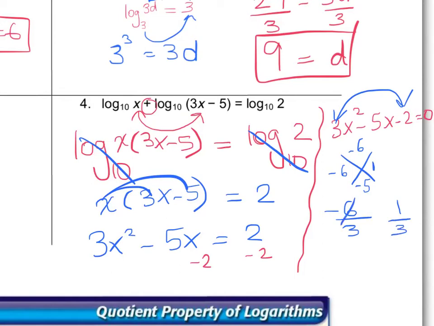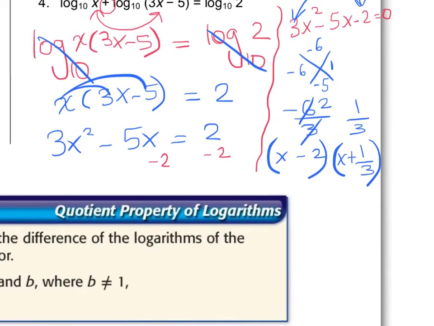You simplify if you can, so you can simplify it by 3. You get -2 and 1 over 3. You put x in front of each one of them. And then you do bottoms up. Remember that? So you get x minus 2 and 3x plus 1.